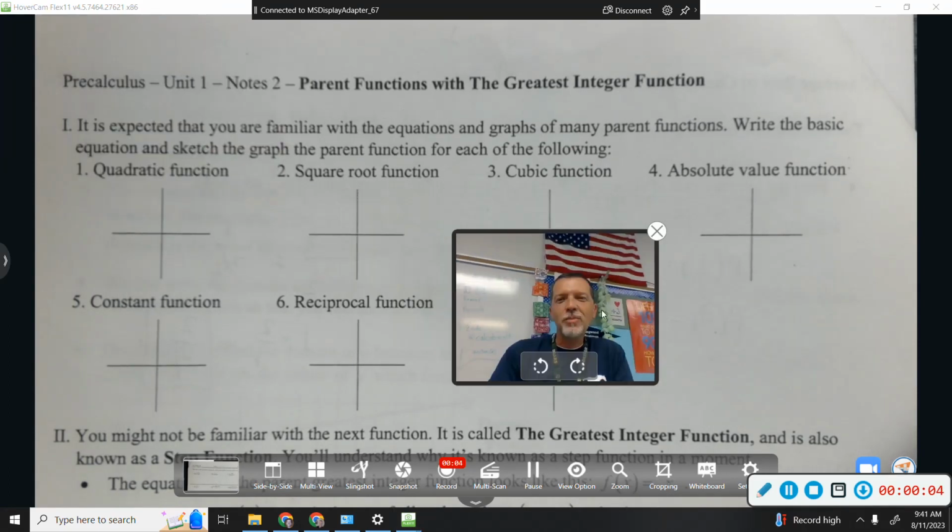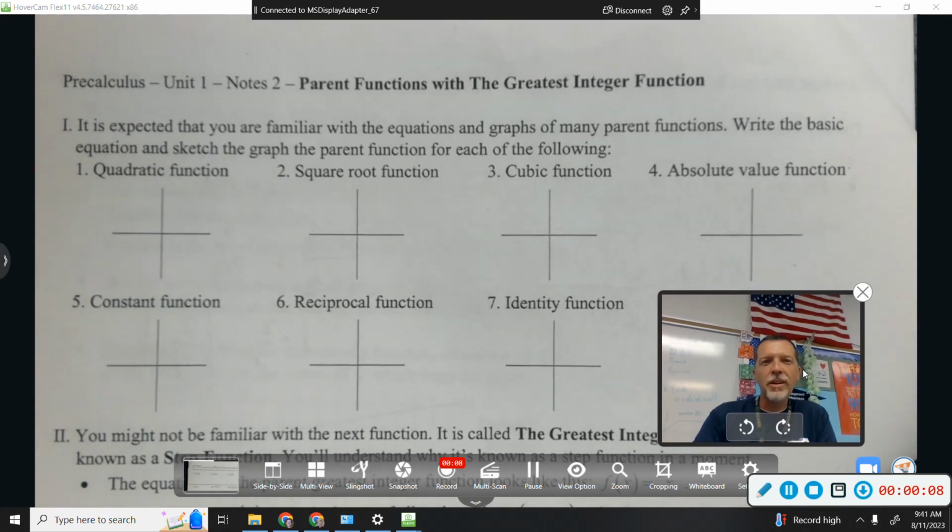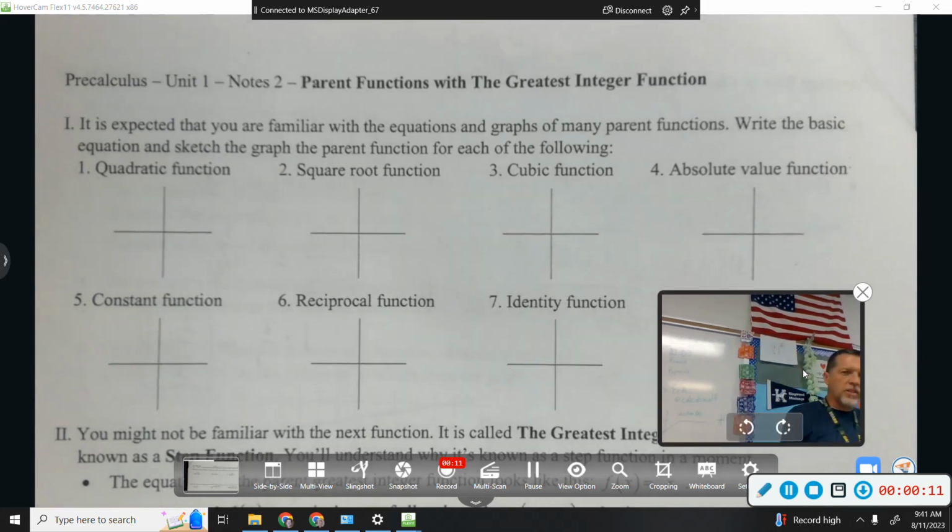And look at this. There's a perfect spot on the worksheet to place my face, right there in that empty spot. There we go. All right, so this is Notes 2.